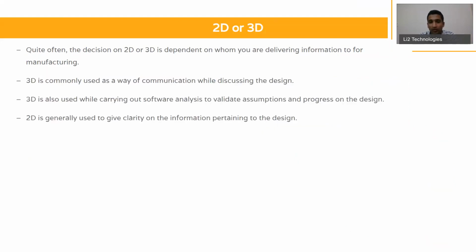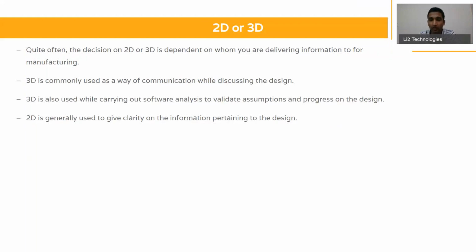So just to give you overall direction on when you use 3D and when you use 2D. 3D is one, as I told you earlier, it depends a lot on how you're getting it manufactured. You need to have prior information of that. 3D is also commonly used as a communication while discussing the design. It's easier to imagine with 3D rather than having 2D drawings with multiple views. So now it's quite popular in team discussions where you have a 3D model and you start understanding what you need from it. 3D is also quite often used when you have to carry out software analysis, primarily to validate some of the assumptions you have.